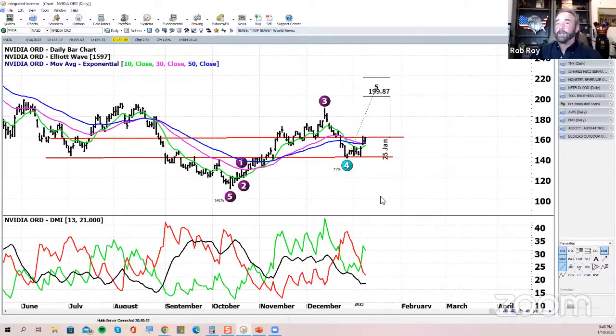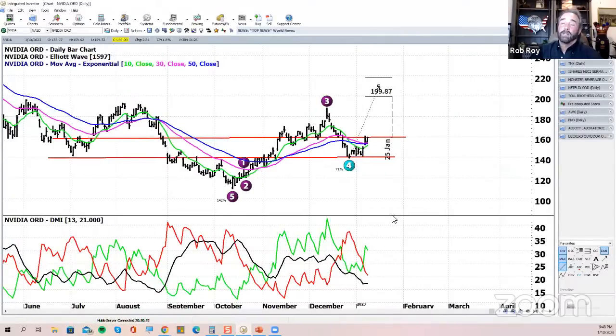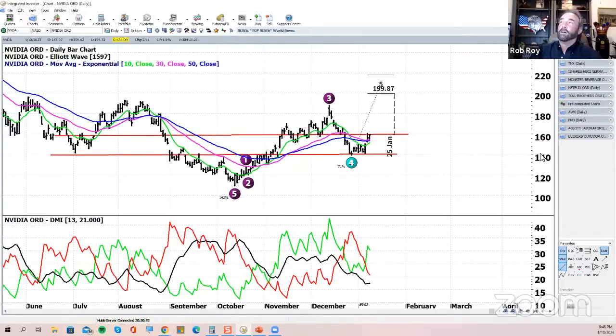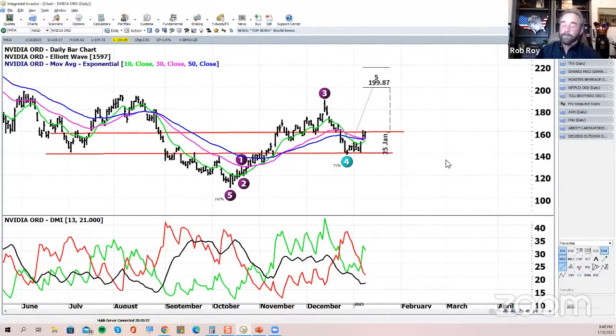This isn't just a test of resistance. There's some strength here. We get that ADX above 20, continue to drop that negative directional indicator. Maybe it takes a couple days, and then we may be good to go again on NVIDIA. So great timing on asking about that.